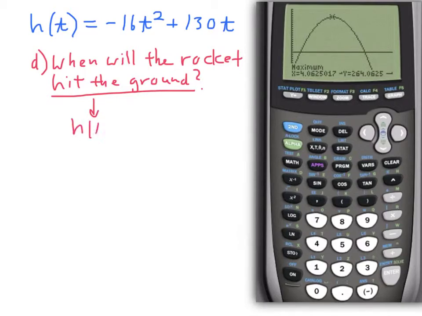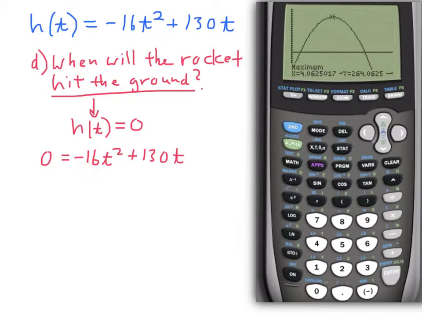So h of t, which represents the height, would be 0. So we'll substitute a 0 in for h of t over here on the left side of our equation. So we'd have 0 equals negative 16 t squared plus 130 t. And this equation is really easy to solve because, first of all, you can just pull a common factor of t out of both terms.